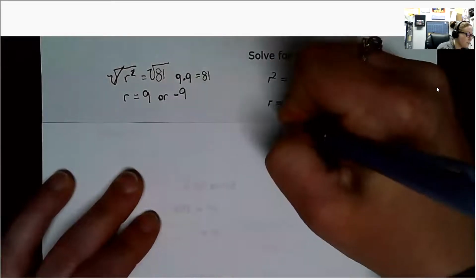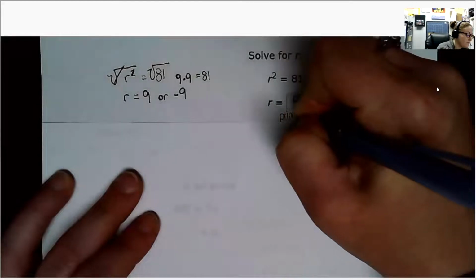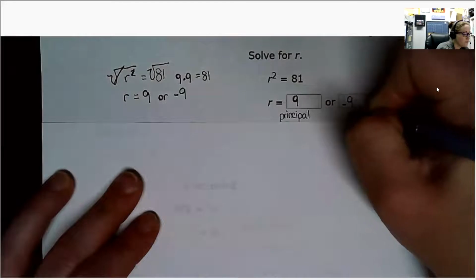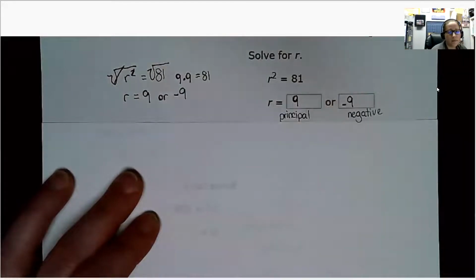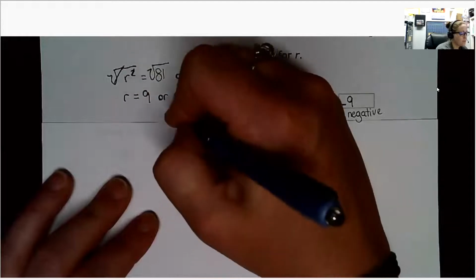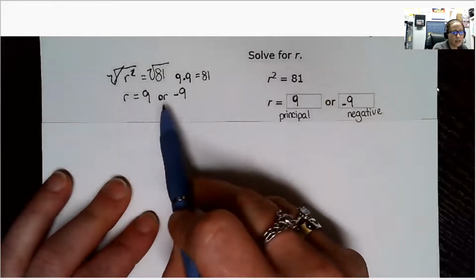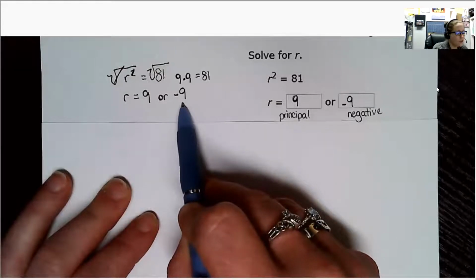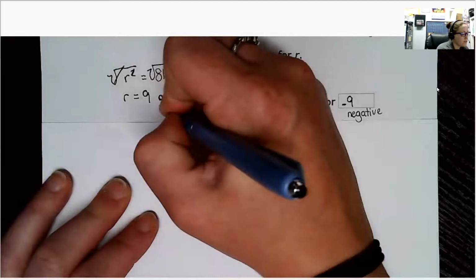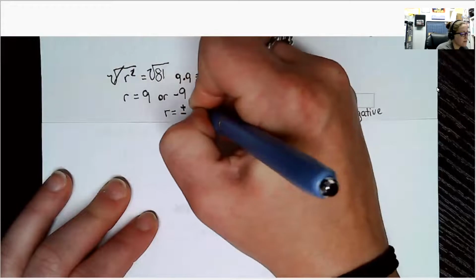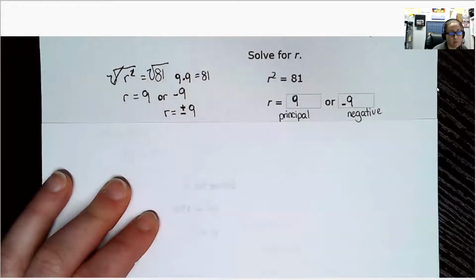So this is our principal square root, and this is our negative square root. One thing I want to also say is you might come across this later on in class sessions or in later assignments. When you have a positive 9 and a negative 9 as your answer choices, we could also say that r is equal to, and then we draw this symbol, plus or minus 9, because the number is the same.